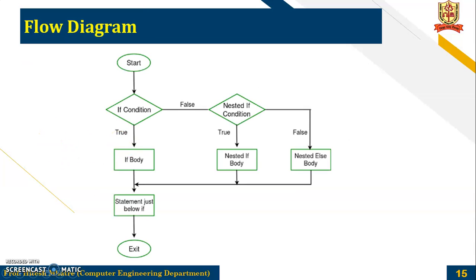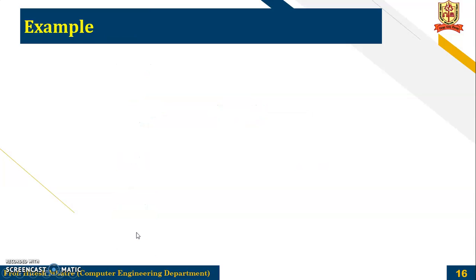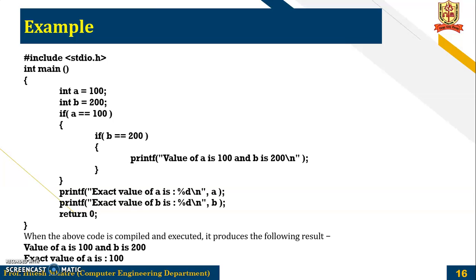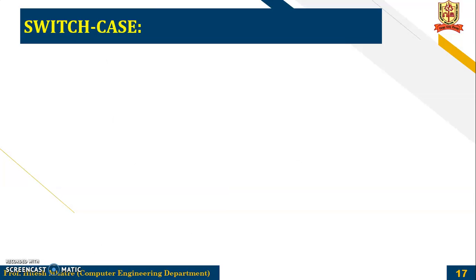Then the flow diagram: the if condition, the if body, and if it is false, then another condition, if and else, and then the flow of the program. Example, you can see a equal to 100, b equal to 200. So if a equal to 100, the if condition is true, yes, then again check for b equal to 200. If yes, the value of a is 100 and b is 200, and display the values. So this is nesting of if and else.